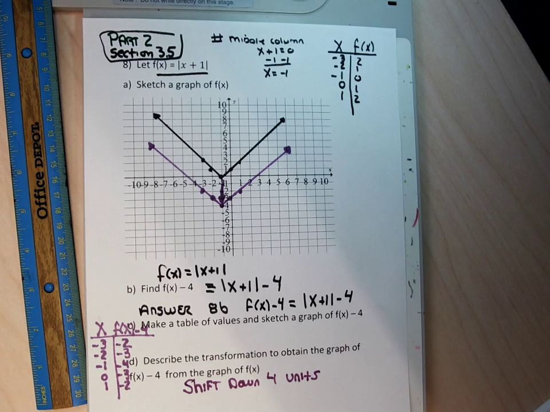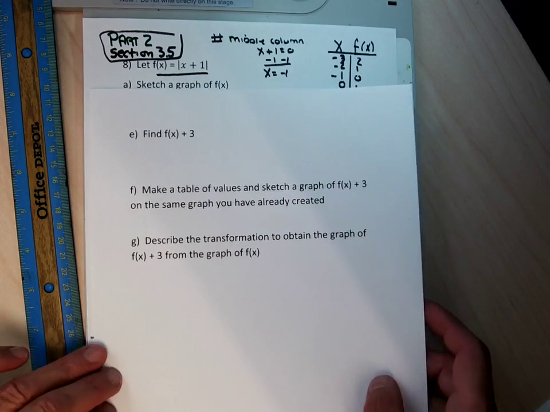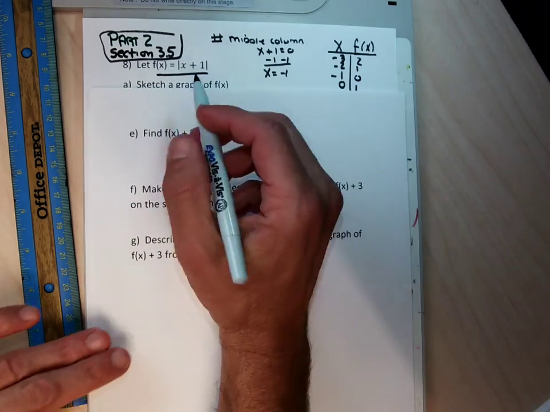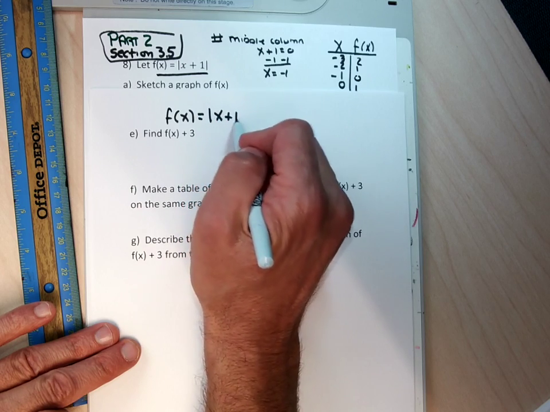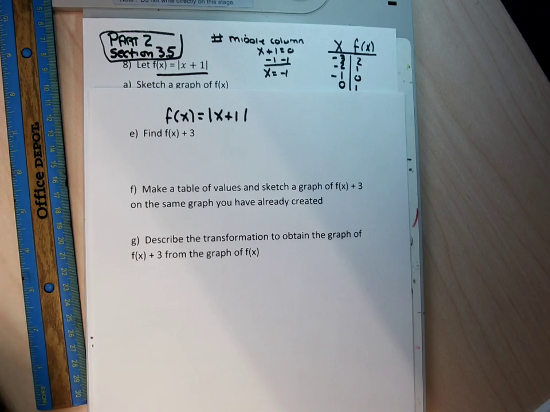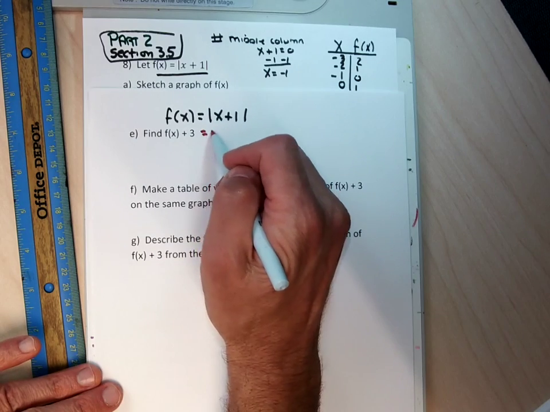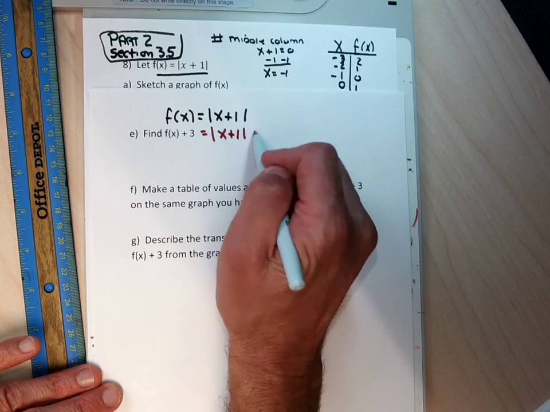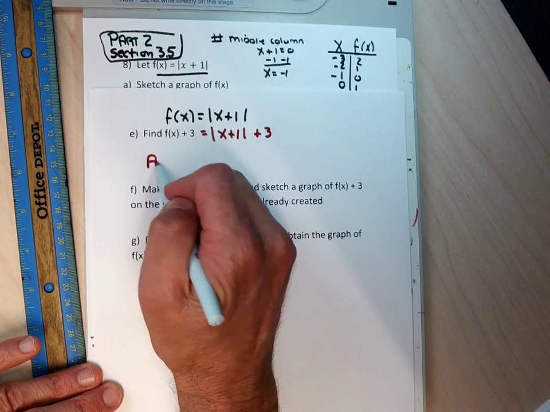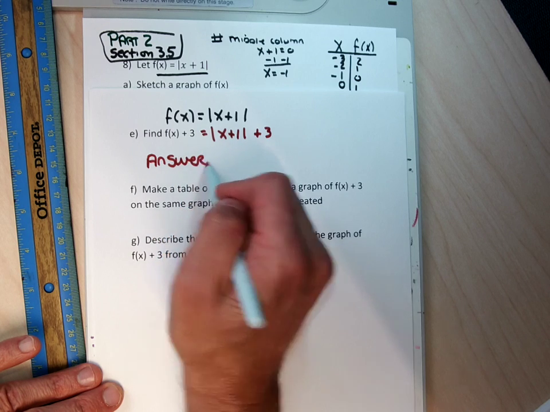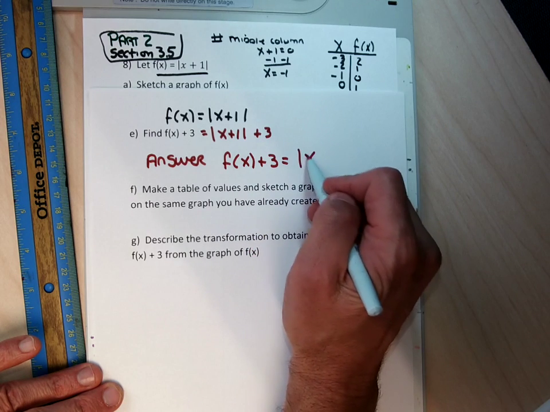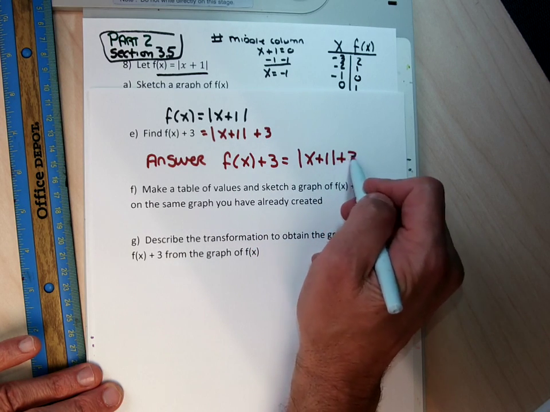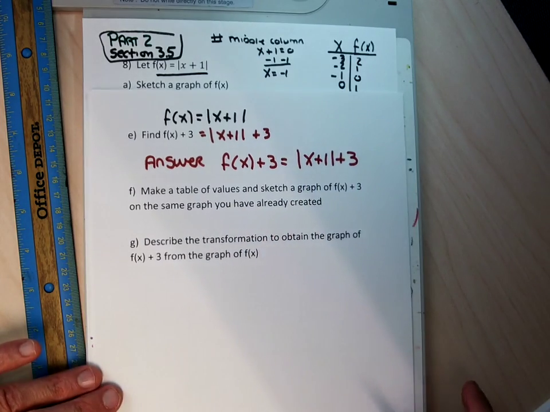Now I'm going to move on and do parts E, F, and G. Part E wants me to find f of x plus 3. Well, if f of x is the absolute value of x plus 1, then f of x plus 3 with the 3 not inside the parentheses, that's just going to be the absolute value of x plus 1 plus 3. So my answer to part E, f of x plus 3, is going to equal the absolute value of x plus 1 plus 3.